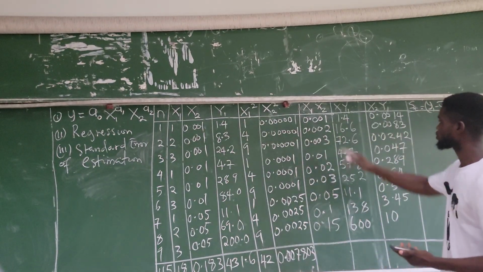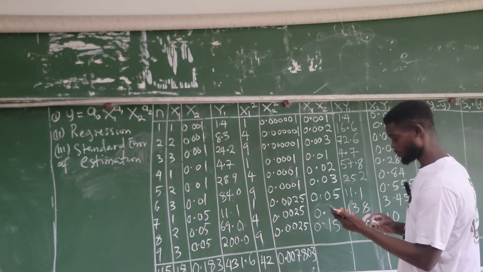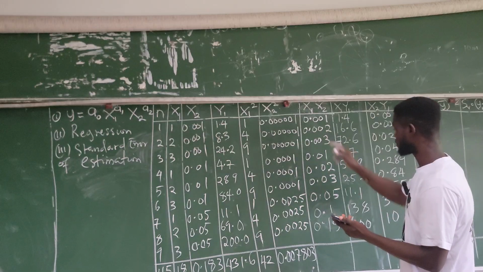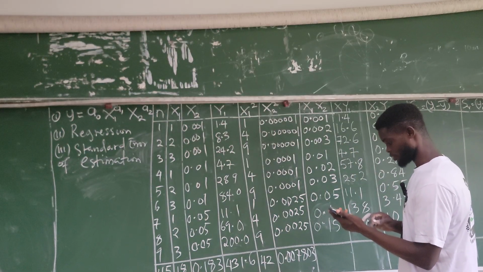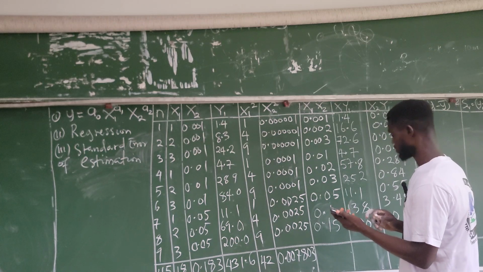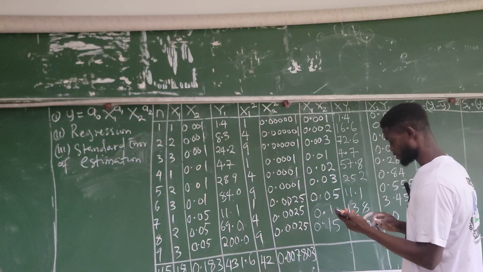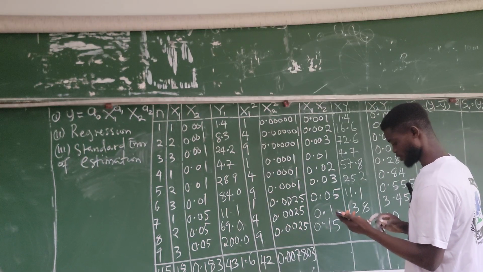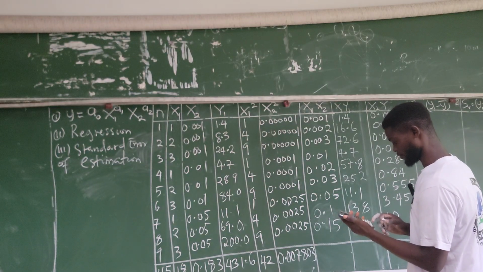So after that, we also sum this up. So we have 0.001 plus 0.002 plus 0.003 plus 0.01 plus 0.02 plus 0.03 plus 0.05 plus 0.1 plus 0.15.